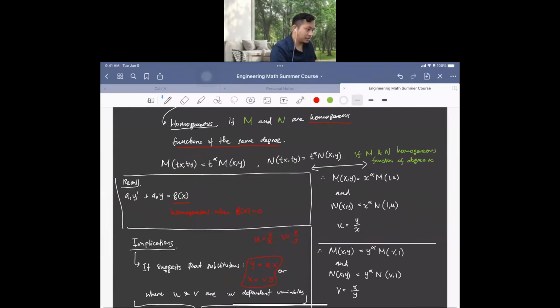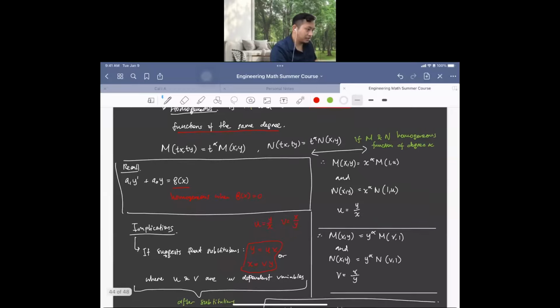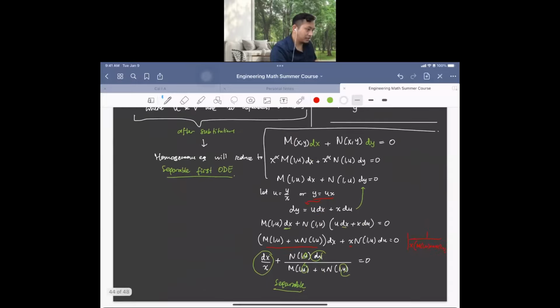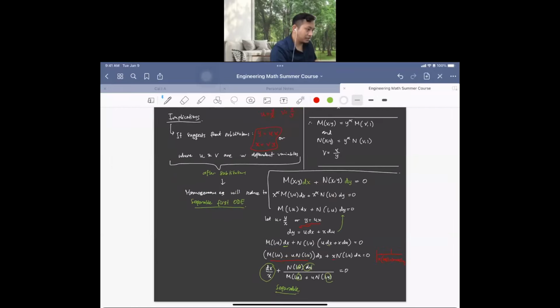this is proven that we may take the substitutions. For example, we substitute u as y over x, or v as x over y. It depends on the equation, which part seems easier to substitute with y over x or with x over y for u or v. The idea behind homogeneous equations using substitutions is that every time you do the substitution, the result will be a separable differential equation.